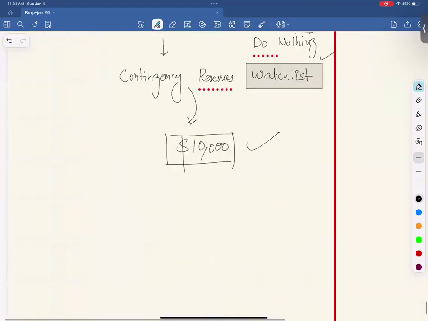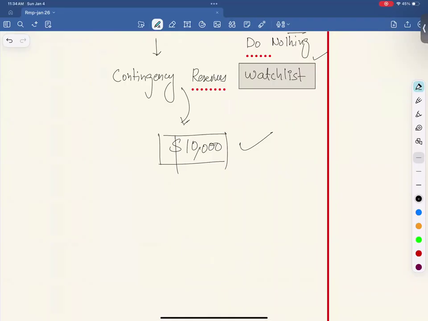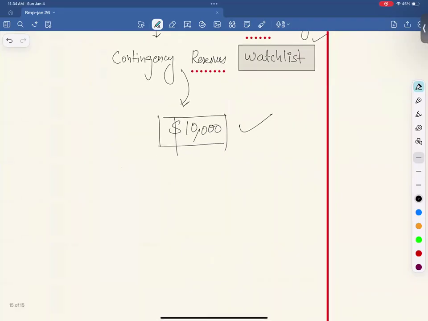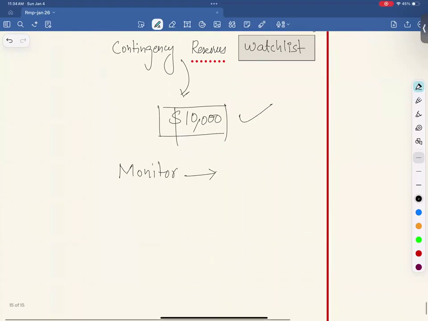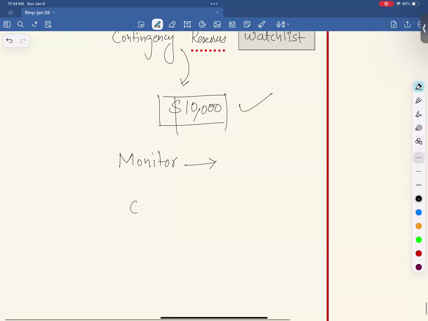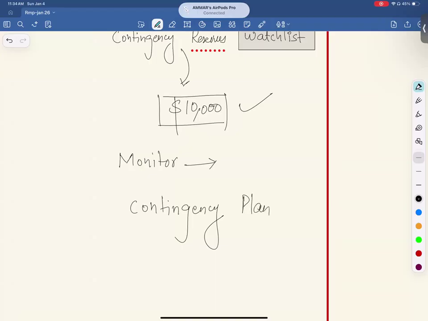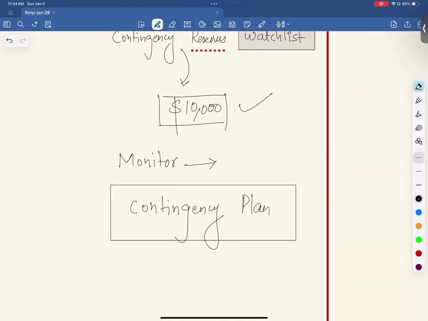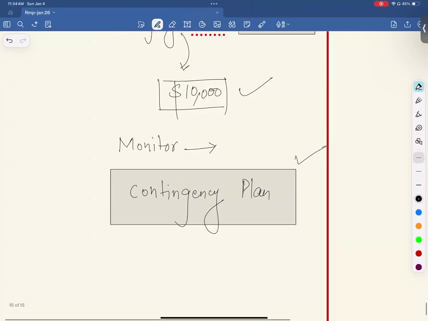Now, there is something linked to this. What are you going to do with this $10,000? So you keep an eye on the risk. You monitor the risk, right? And whenever a risk occurs, you use this reserve and you do contingency planning. Contingency planning is planning when a risk has occurred and you use that extra contingency and plan for something. You don't plan earlier, but you plan it when a risk occurs. This is called a contingency plan.